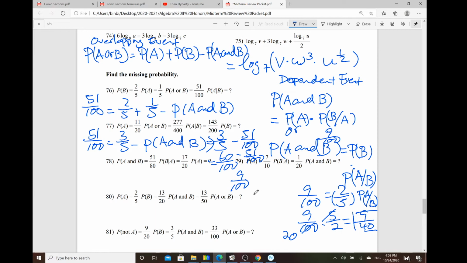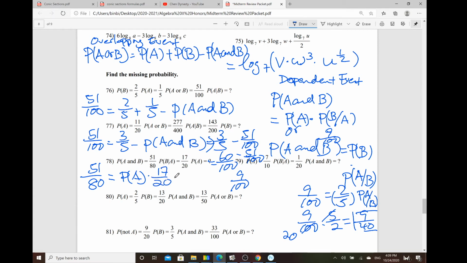Okay, so now let's try another one. So probability of A and B, that's 51 over 80. And probability of B based upon A, it's 17 over 20. And probability of A, we don't know. So how do we do that? So again, this one is just using the dependent event formula. Okay, so 51 over 80, again, that means you multiply. So probability of A, we don't know what that is, but we do know the probability of B based upon event A, 17 over 20.